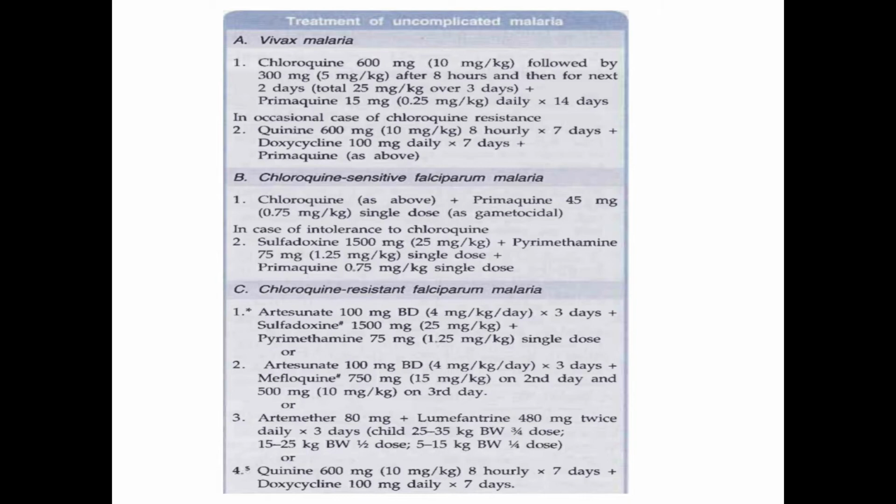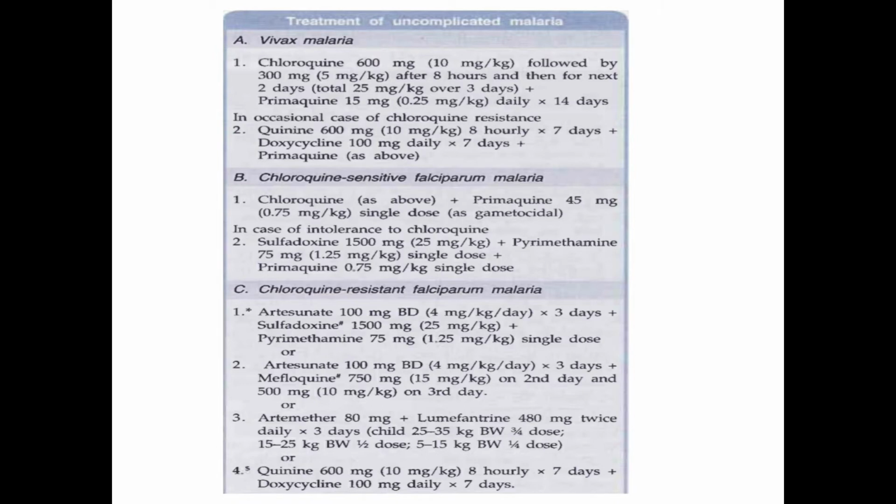In case of vivax malaria, we can manage the patient with chloroquine, which is given in a dose of 600 mg followed by 300 mg after 8 hours and then for the next 2 days. So the total dose should be 25 mg per kg over 3 days. Plus we can also add primaquine 15 mg daily for 14 days.